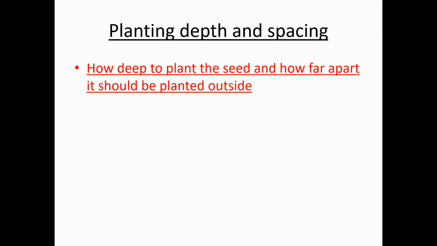Planting depth and space. When you're looking at a packet of seeds and it talks about planting depth and space, it'll tell you how deep to plant it, and then how far apart. But when it says that on the package, that means how far apart to plant it outside so that it can reach maturity. You can plant things closer together when they're in a pot because you're going to separate them and plant them outside anyway.